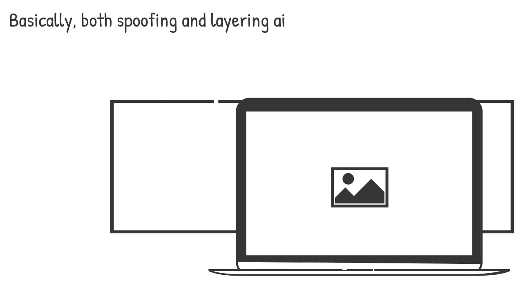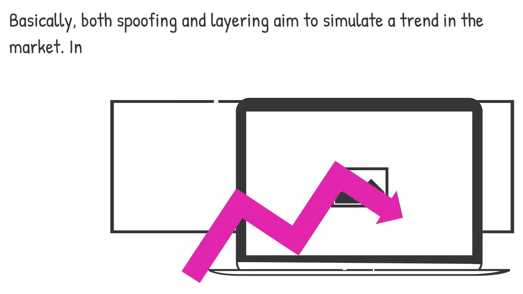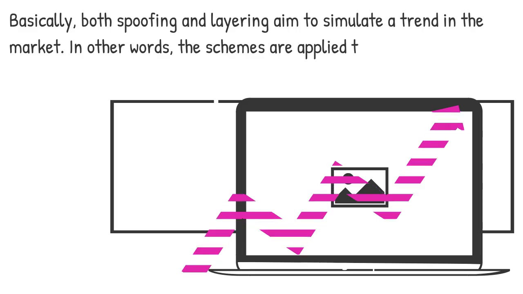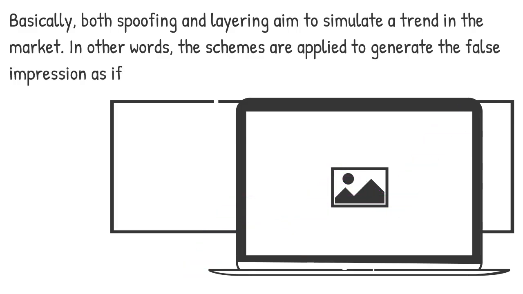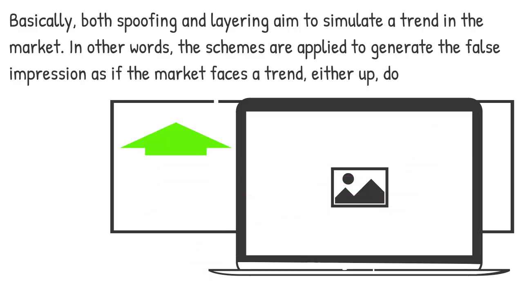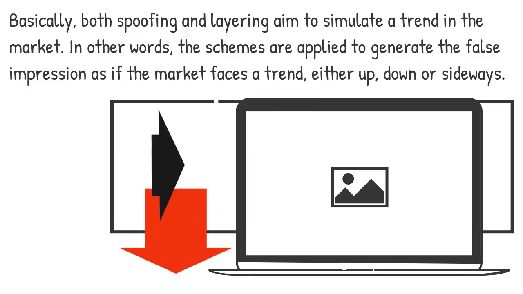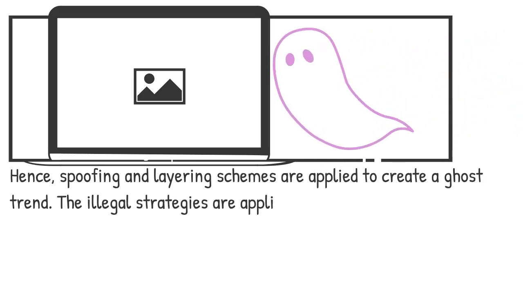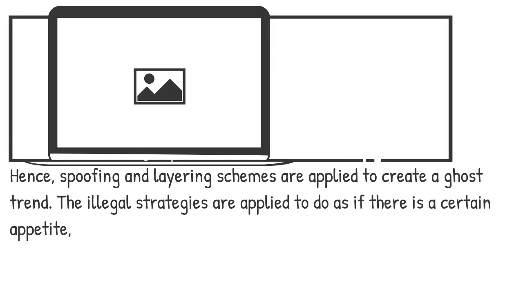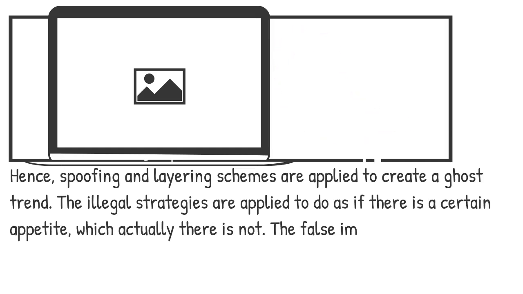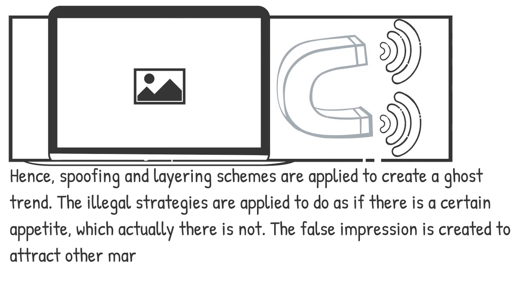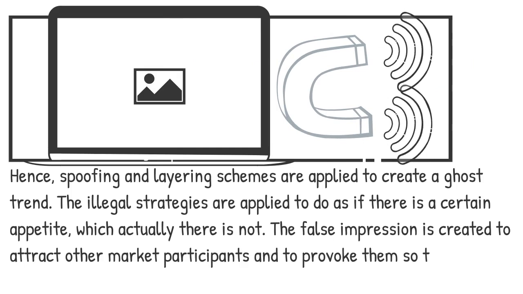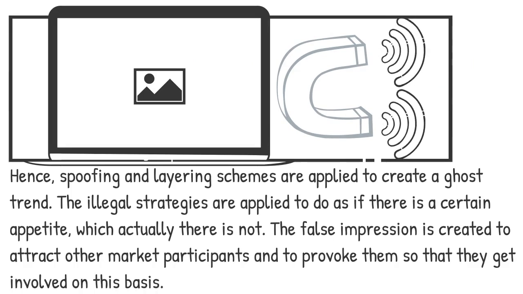Basically, both spoofing and layering aim to simulate a trend in the market. In other words, the schemes are applied to generate the false impression as if the market faces a trend, either up, down, or sideways. Hence, spoofing and layering schemes are applied to create a ghost trend. The illegal strategies are applied to do as if there is a certain appetite, which actually there is not. The false impression is created to attract other market participants and to provoke them so that they get involved on this basis.